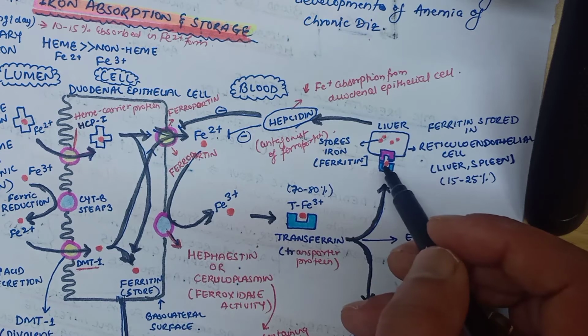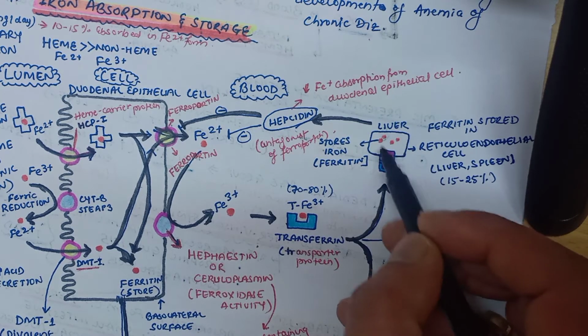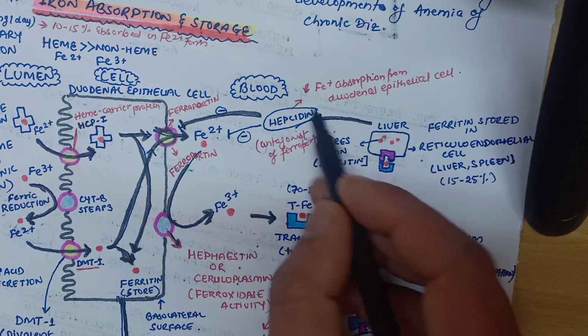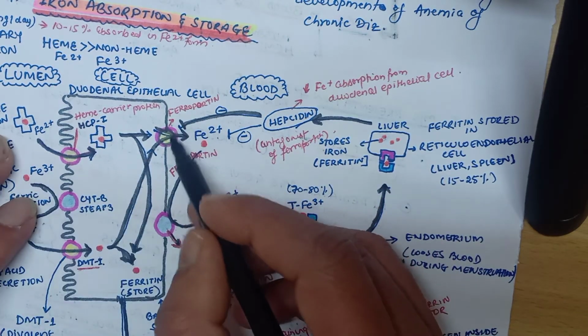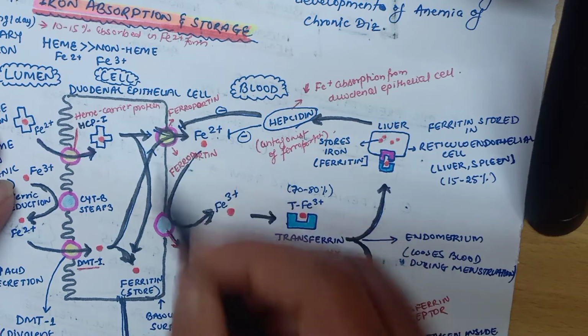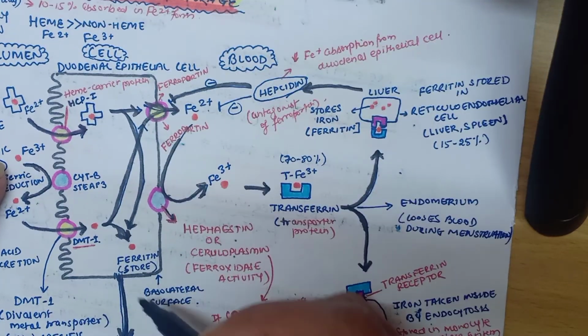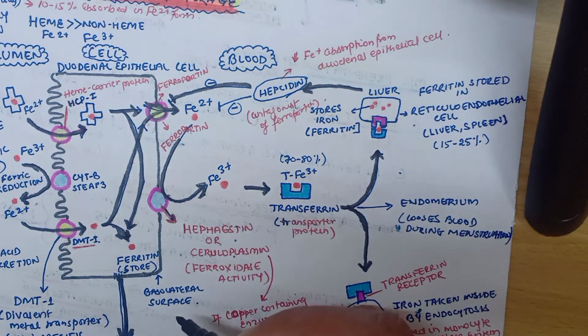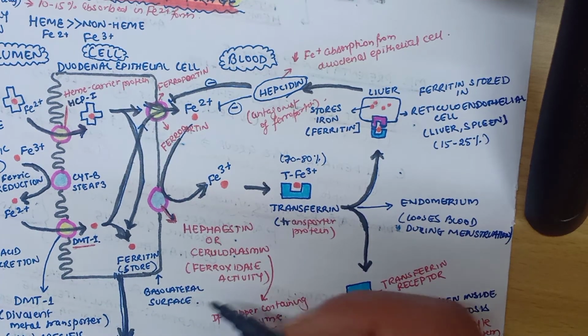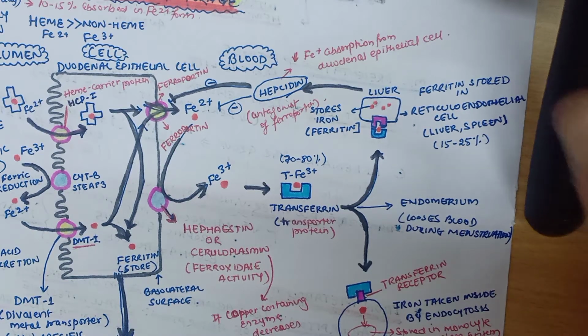Now once the iron level is high, it will be sensed by the liver and it will produce hepcidin. This hepcidin will bind to ferroportin and will cause decreased absorption of iron and also mucosal shedding, and ferritin will be lost in feces. So this was all about iron metabolism. Now we'll talk about lab findings.